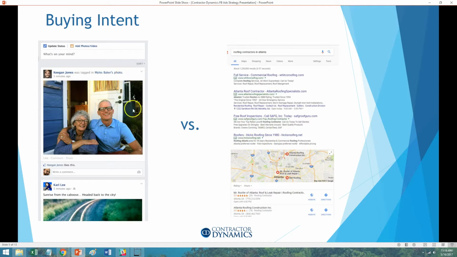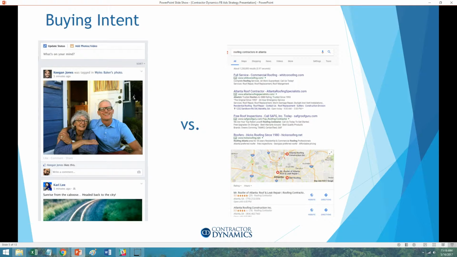So contrast the Facebook ads to Google AdWords. I'm using Google here, but you can use Bing or whatever you like. Someone's typing in roofing contractors in Atlanta. So here we have a bunch of ads. We have some local organic listings. Just look at the intent here. Someone who's searching for roofing contractors in Atlanta is likely looking to find a few websites, going to click on them, going to call the company to get a few estimates. Chances are they're looking to take action.